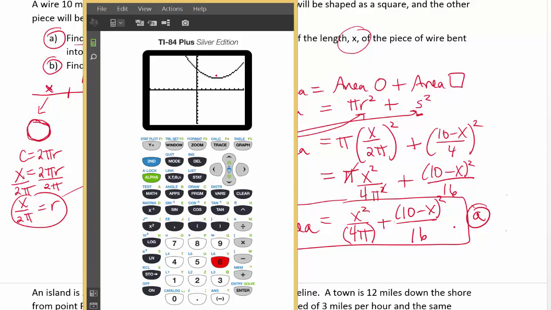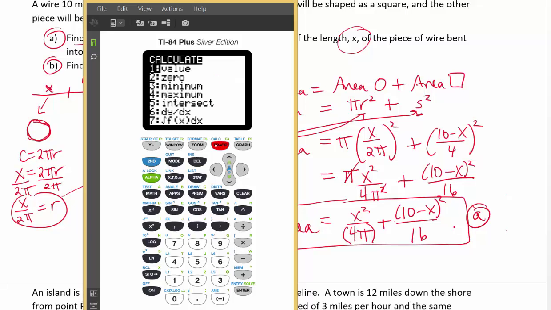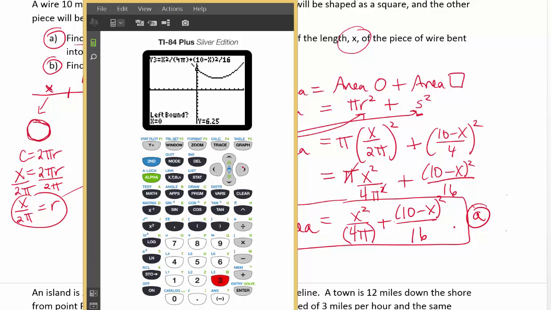So to find it, I'm going to do second trace to calculate. I'm going to do number 3 this time to find a min. And I'm going to go a little to the left, a little to the right, and then give it a guess. And then I'm going to copy this picture onto my work and label them in and write down my window dimensions.